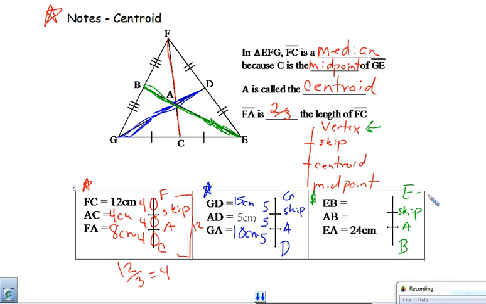And in this one, they give us that E to A is 24 centimeters. Well, E to A takes up 2 of these spaces. So 24 divided by 2 is 12, which means that each of these sections is 12. So E to B takes up all three of them. 12 times 3 gives you 36 centimeters. And A to B is only one of them, so it is just 12 centimeters.